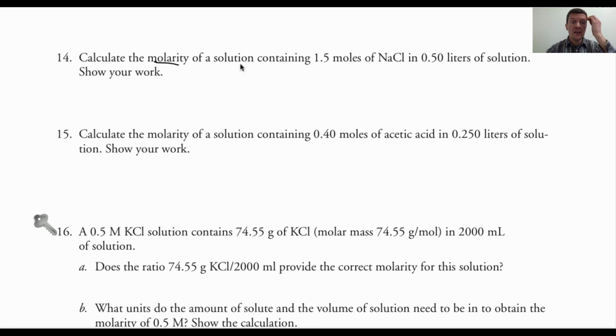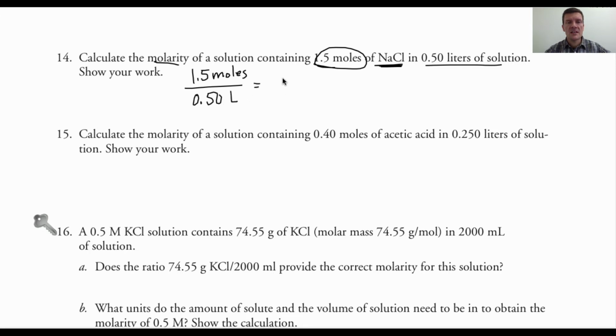Calculate the molarity of a solution containing this many moles, and there's your solute, in half a liter of solution. All you do is you take 1.5 moles, divide by 0.50 liters, and that is going to actually give you 3 moles per liter, or 3 molar.